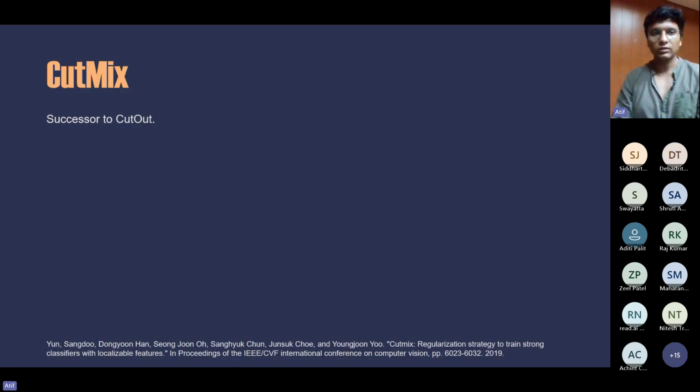Now we come to cut mix. Cut mix is the successor to cutout. What is cutout? This is the final augmentation that we'll talk about. What cutout does is it takes your image and then removes a good chunk of the image.